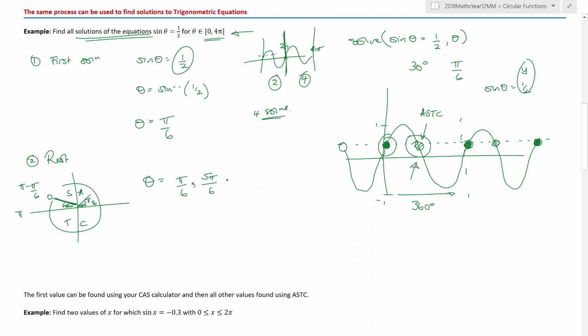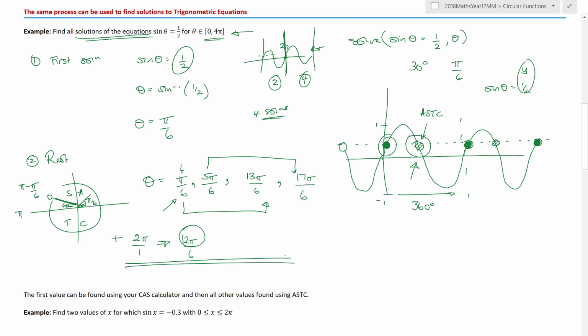Now, having found those, life becomes so much easier, because all I've got to do to get to my next two solutions is take each of these and add on 2 pi. The way I tend to do this is to write 2 pi as 2 pi on 1. But what do I notice about the denominator of all of these? They're all 6s. So I'm going to change that to become 12 pi on 6. How's that going to help me? Now all I need to do is keep adding 12 pi to the top values of the fractions. So that's 13 pi on 6. Don't forget to divide by 6. And 5 plus 12 is 17 pi on 6. And ladies and gentlemen, there are my values between 0 and 4 pi.